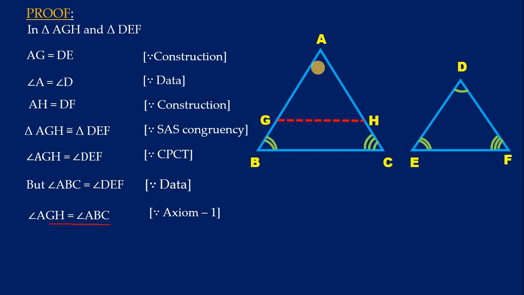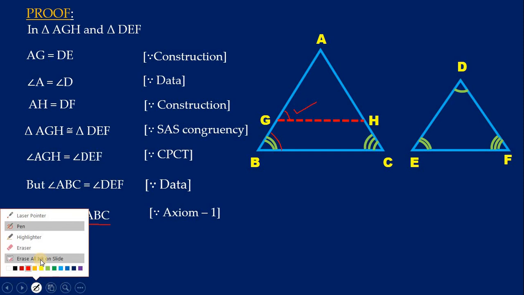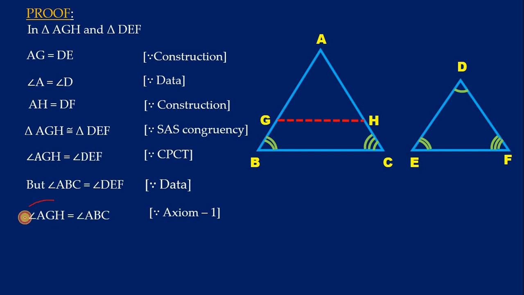AGH. AGH means this angle and ABC means this angle. Can you carefully observe which type of angles these are? These are corresponding angles, and here corresponding angles have become equal. When a pair of corresponding angles are equal, the line which is intersecting a pair of lines, those lines are parallel lines. This was the theorem you studied.